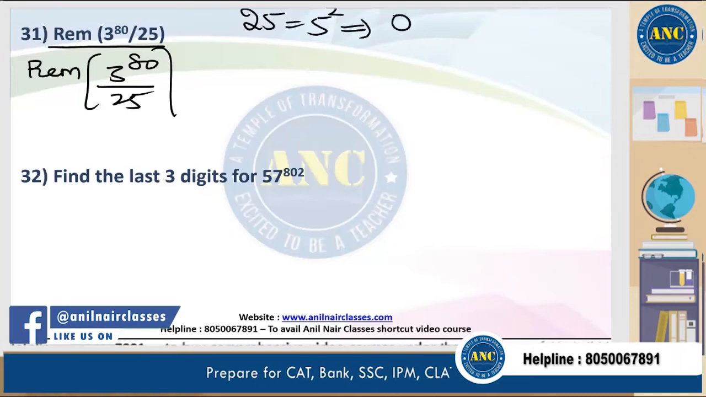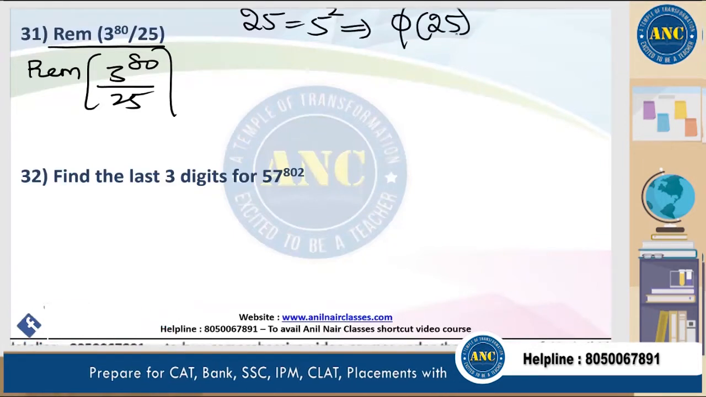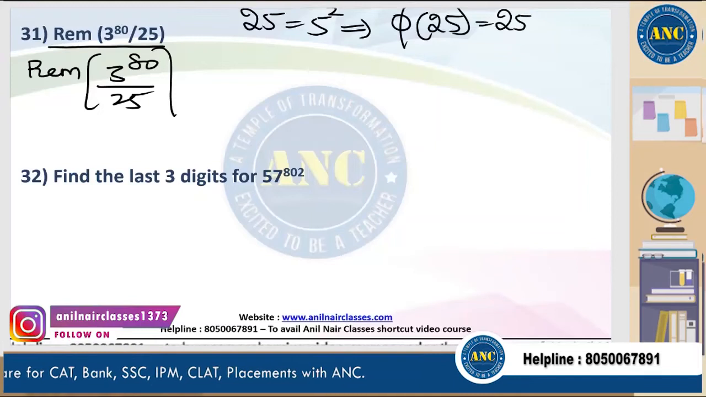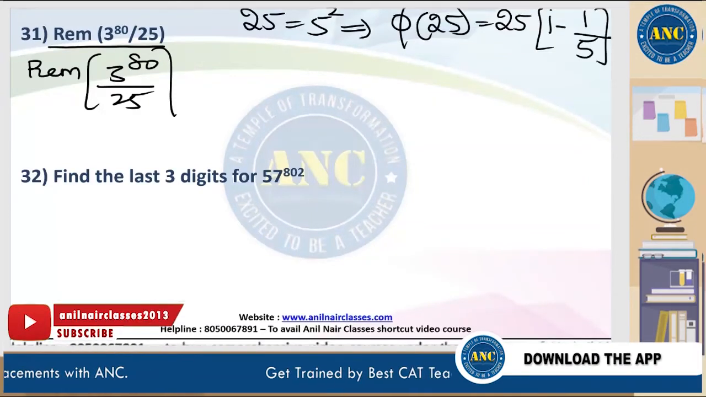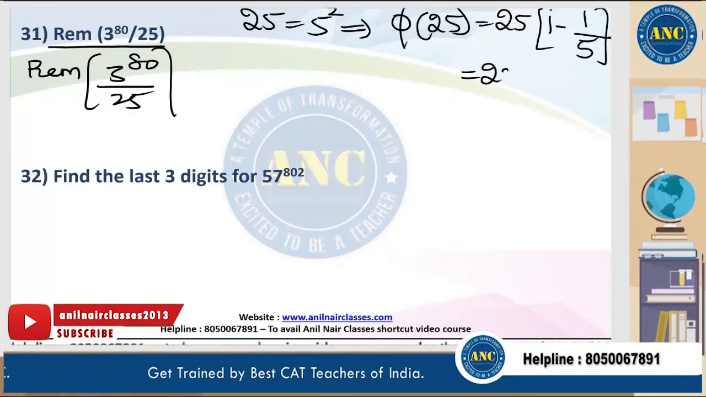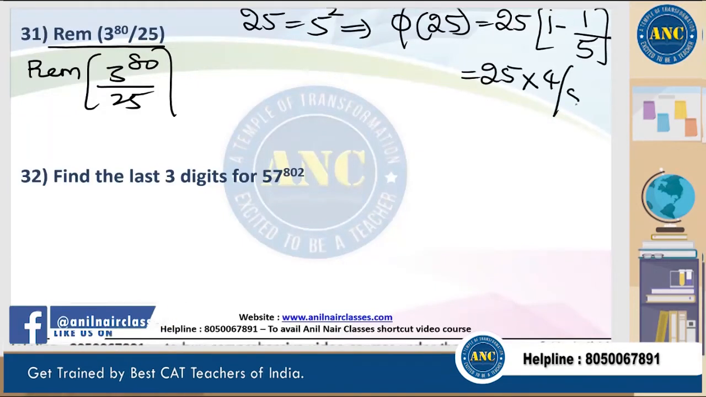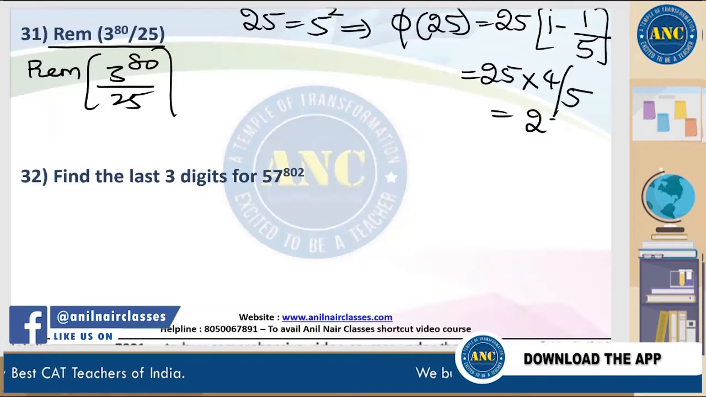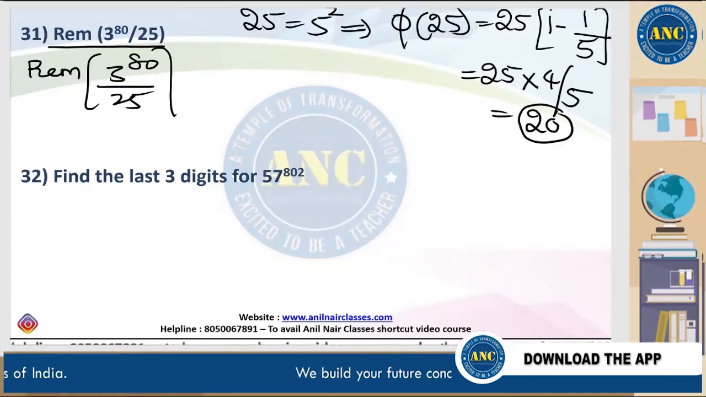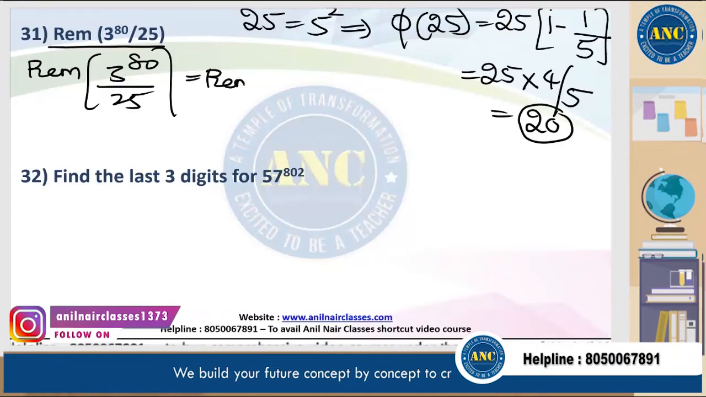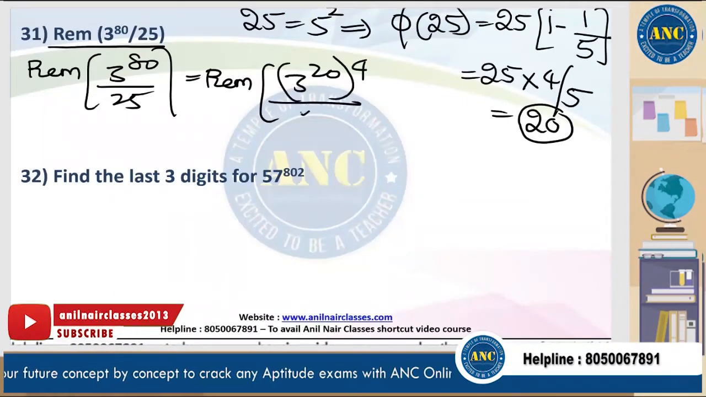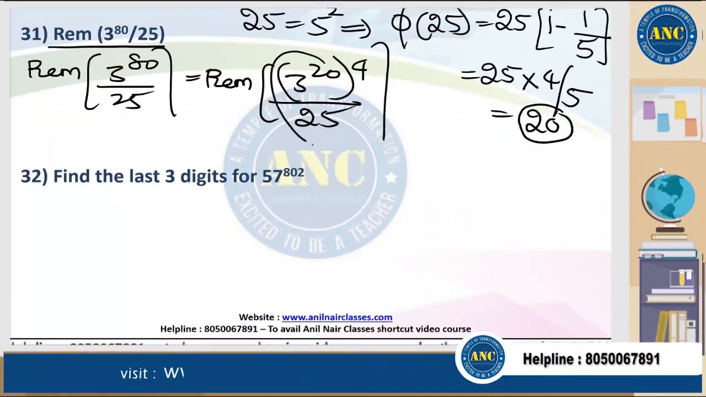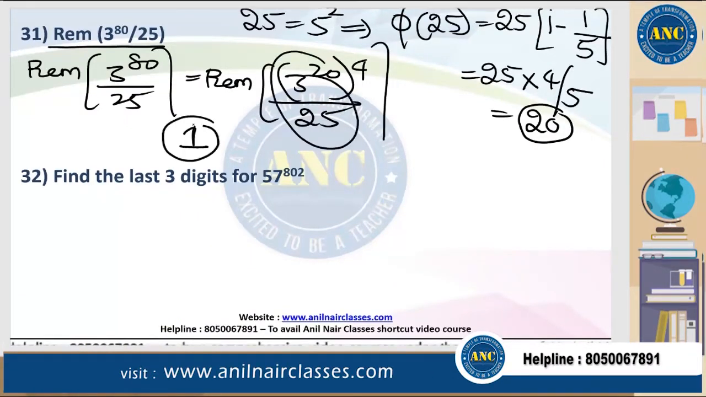So this is nothing but the quotient function of 25, which is n into... For every 5 numbers, one number is divisible. How many are not divisible? 1 minus 1 by 5. 25 into 4 by 5, 5 5s are 25. Answer is 20. So this is nothing but remainder of 3 power 20 power 4 divided by 25. This is 1. 1 power any number is 1. I hope it is clear.